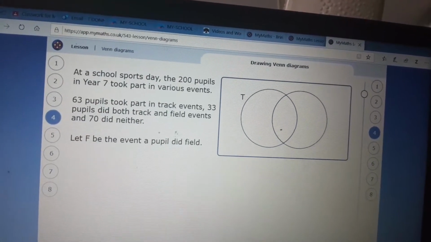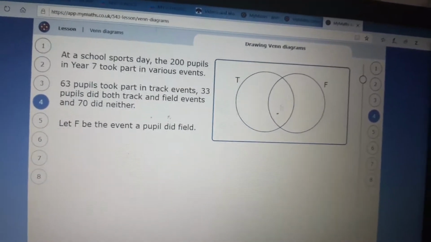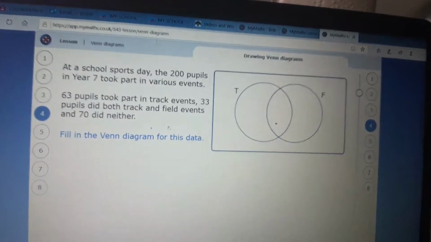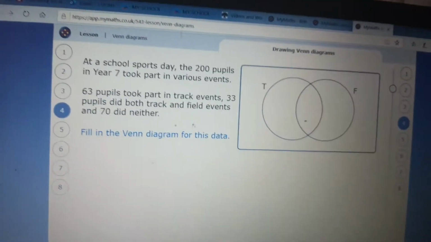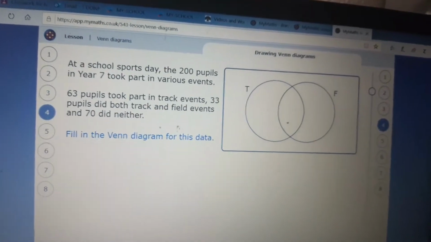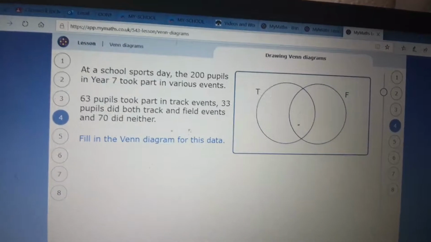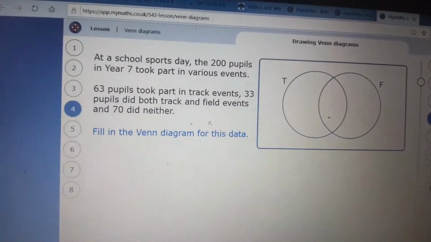F is the event that people did field, and F is this circle. Fill in the Venn diagram for this data. So first of all, let's have a look again. There are 200 pupils. 63 people took part in track events. 33 people did both.